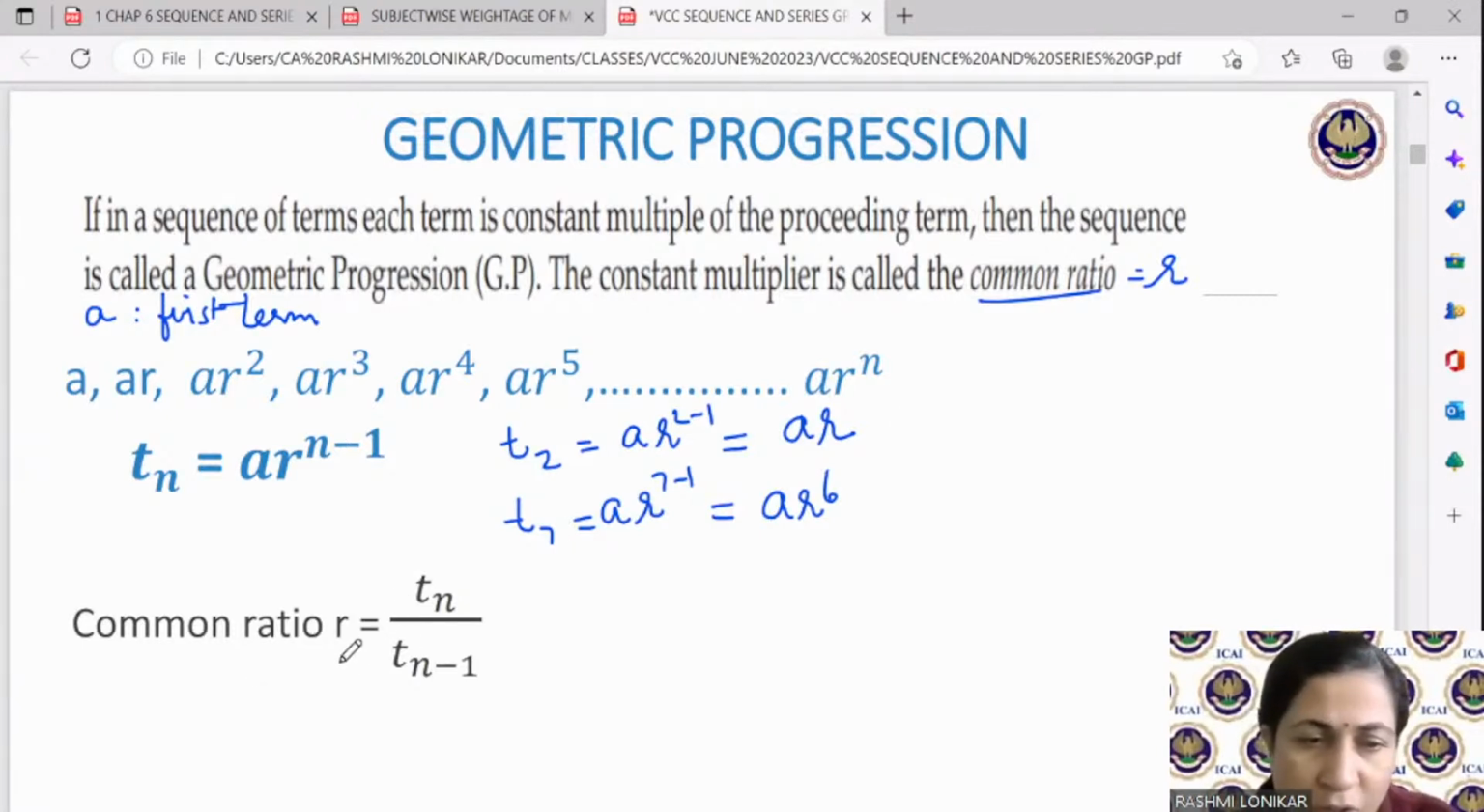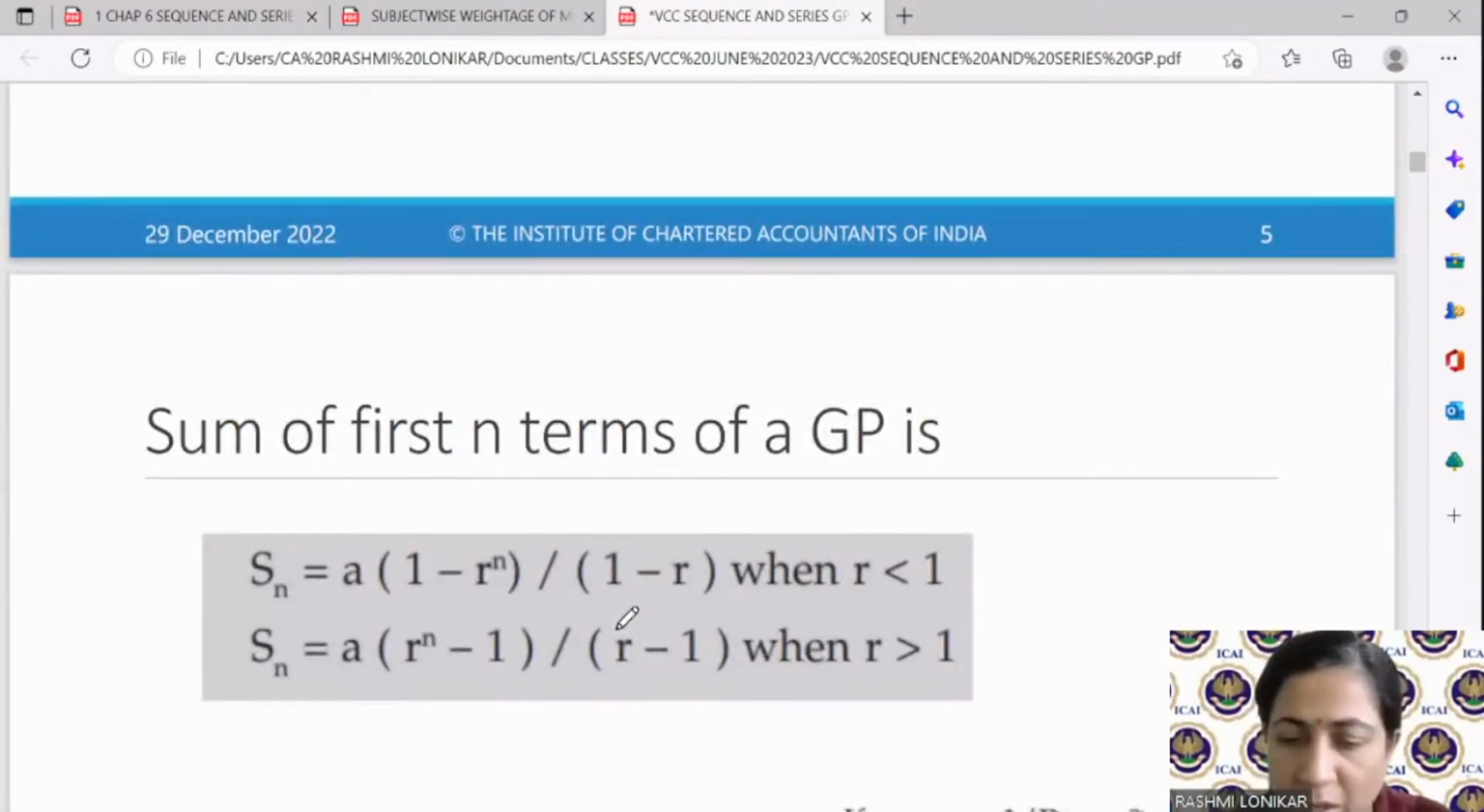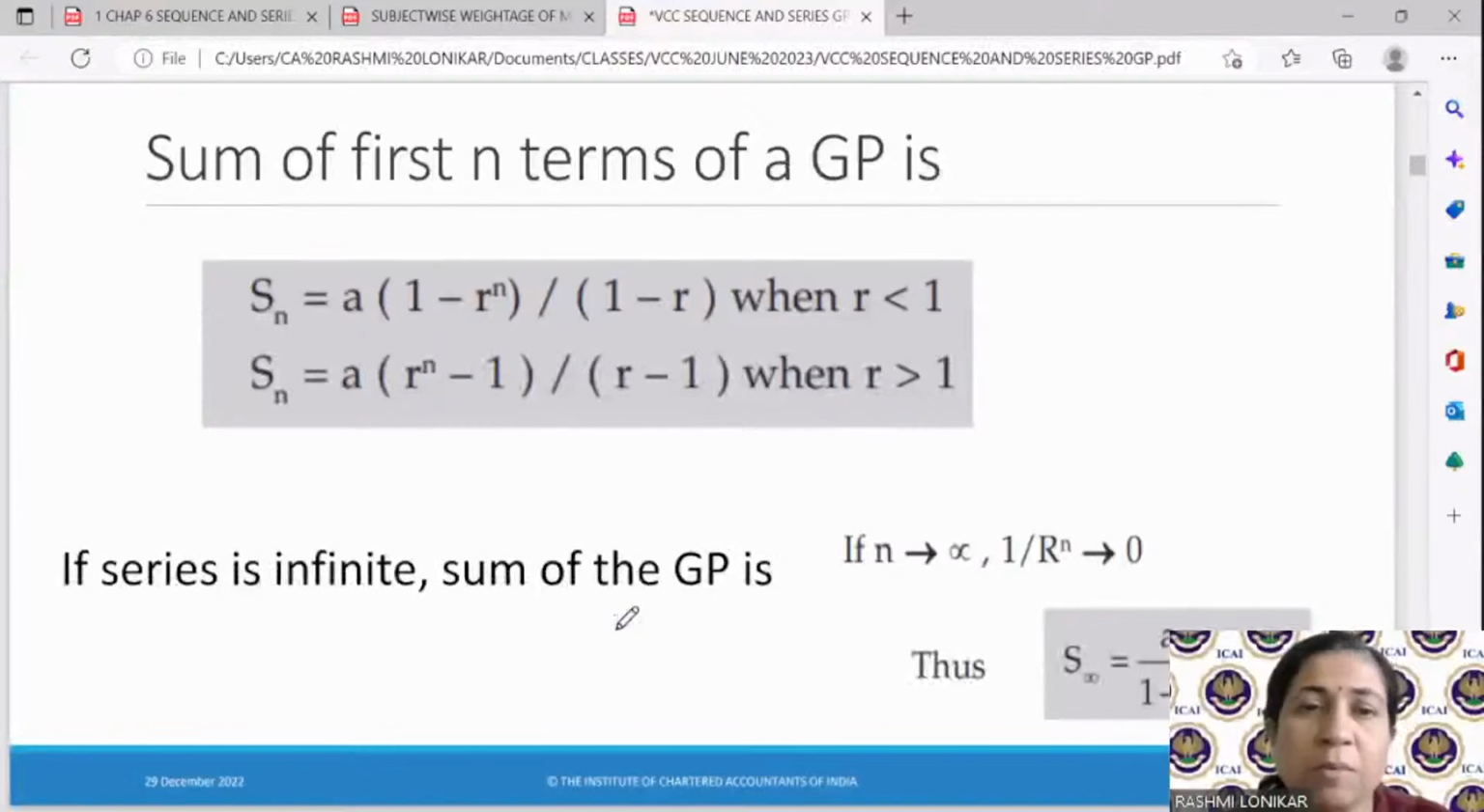And this common ratio R is Tn upon Tn minus 1. That is, the nth term divided by the term earlier to the nth term. Okay. So what is the geometric progression? The sequence where there is a common ratio, so that between two consecutive numbers the ratio is common throughout the sequence. Now let us see what will be the sum of the first n terms.